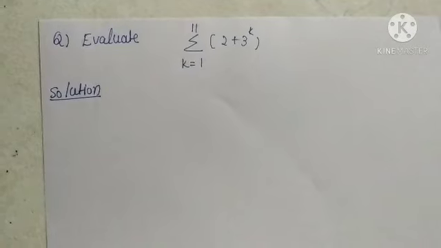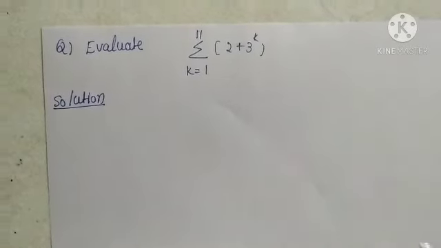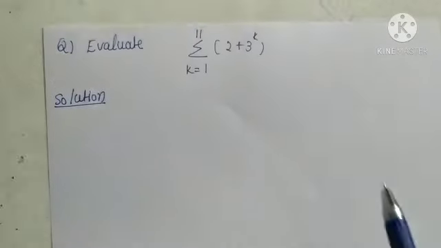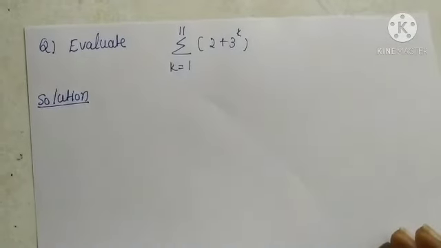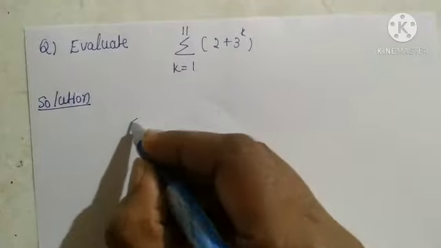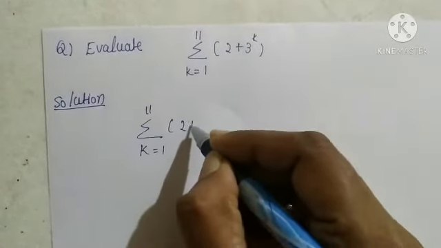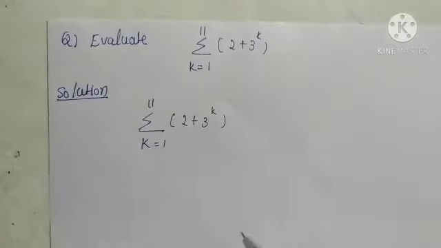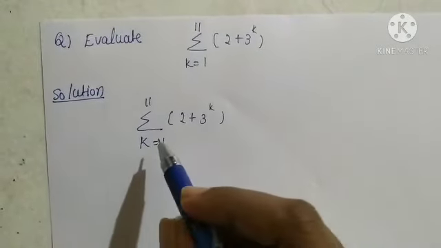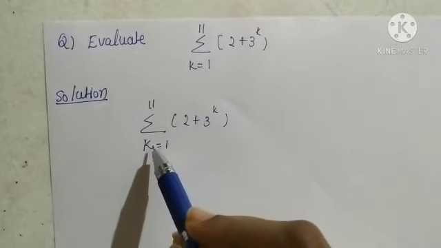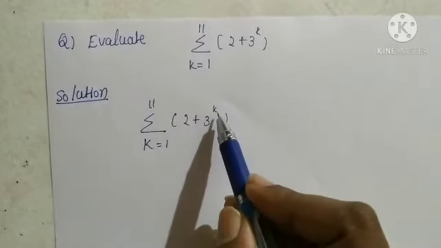This is our last question. Evaluate sigma k equal to 1 to 11, 2 plus 3 raised to k. Okay, so let's start the solution of this question. Sigma k equal to 1 to 11 of 2 plus 3 raised to k means we need to substitute the value of k here.